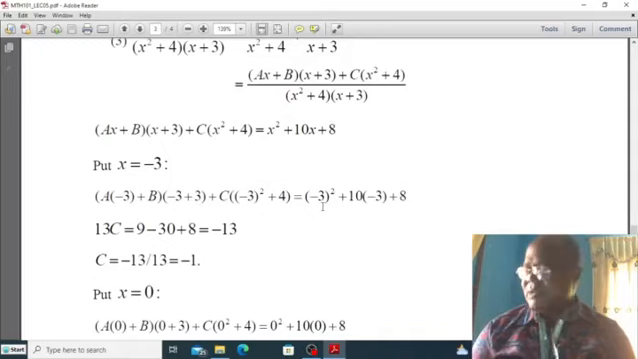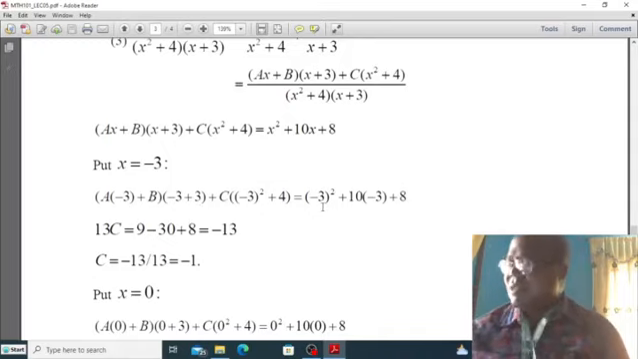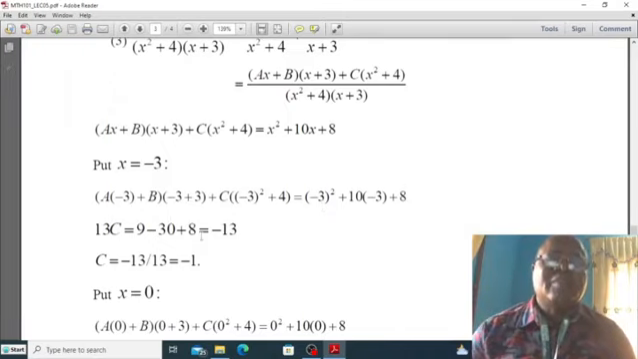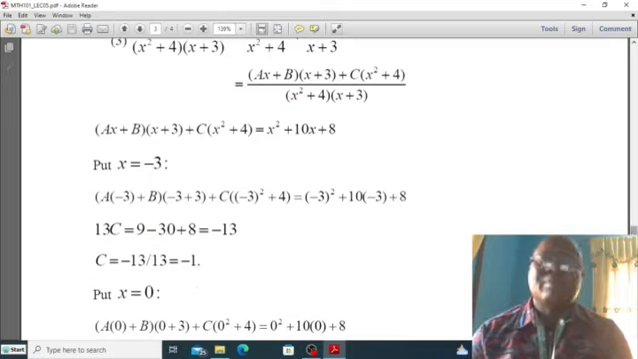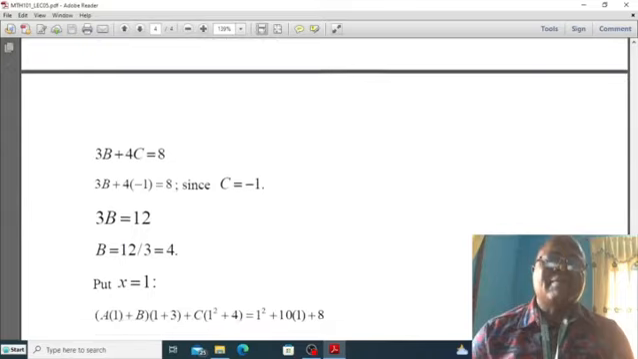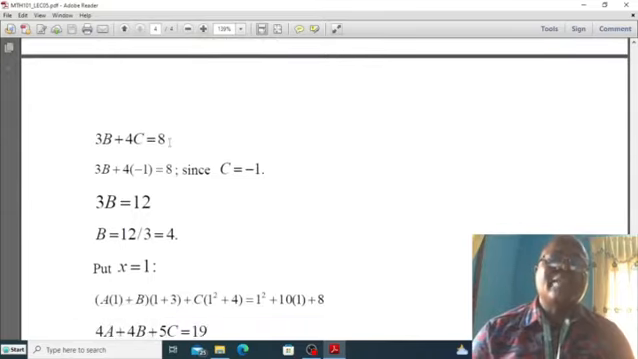And now we try to find what we are looking for here. Then you simplify 13c equals minus 13, and then you have c equal to minus 1. Put x equal to 0 again into that equation as we have here clearly. You will now have 3b plus 4c equals 8, but c is minus 1, so you substitute again, and then you should get 3b equals 12, so that b is 4.